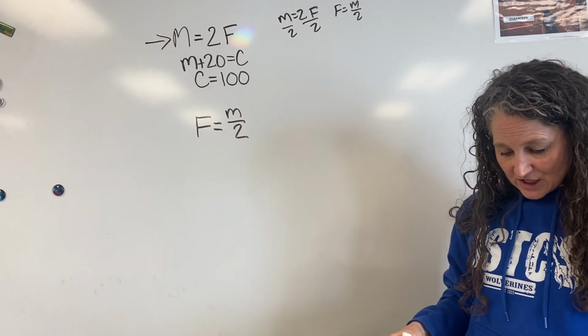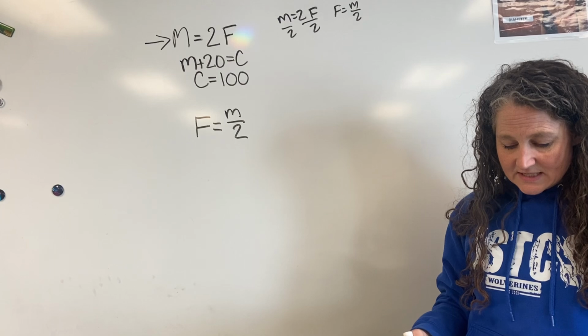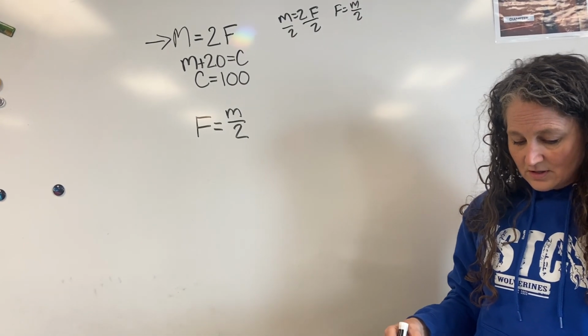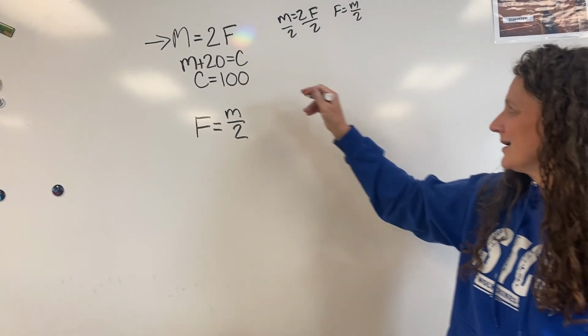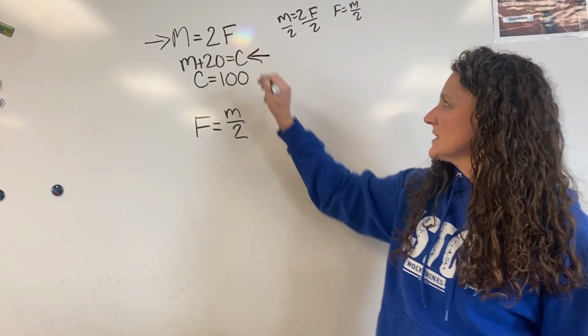Write an equation to represent the amount of money Christina has. We've already done that. Which one is that one? M plus 20. M plus 20 is Christina.